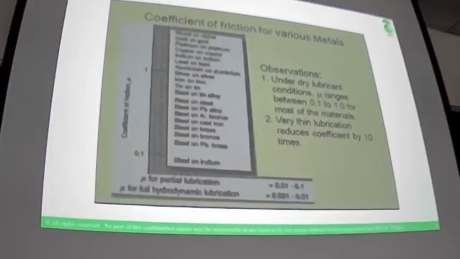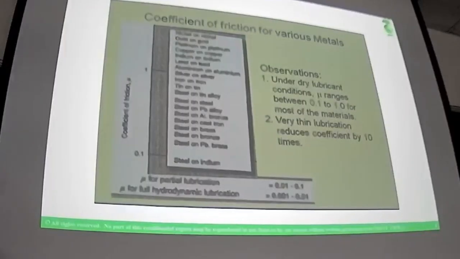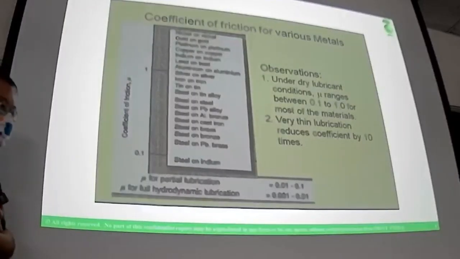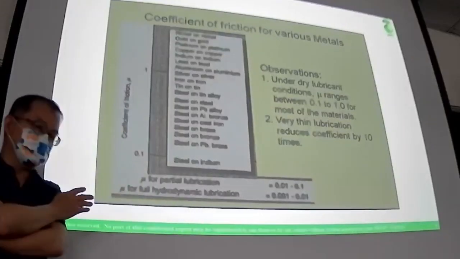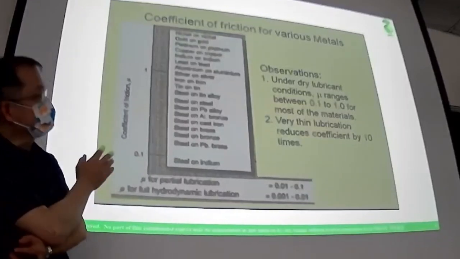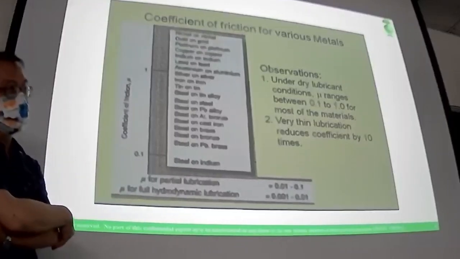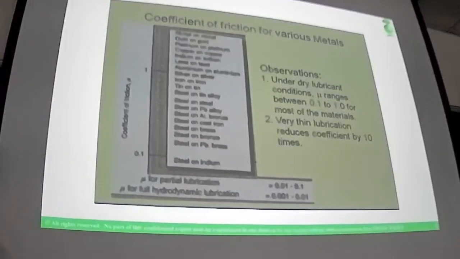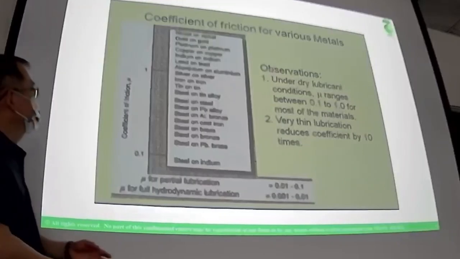So this is another chart, figure 2.1, the coefficient of friction for various metals, because we are only focused on engineering tribology. Metal is one of the materials most frequently used in engineering applications. So we look at this table. This is the coefficient of friction.